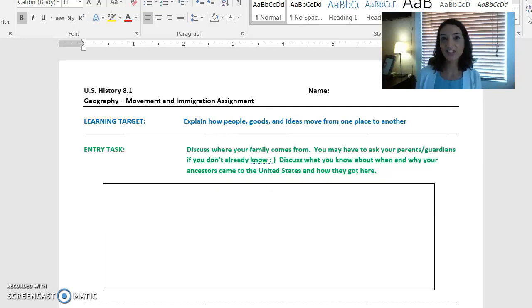We're still studying geography. Specifically in today's lesson, we are looking at movement and immigration. When we study geography, we study several themes, and movement happens to be one of them. Geographers look to see where people live, where they came from, and why they moved. What do you think can be learned from studying movement? I'll give you a second to think about it.